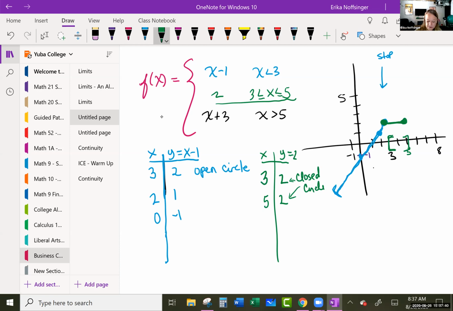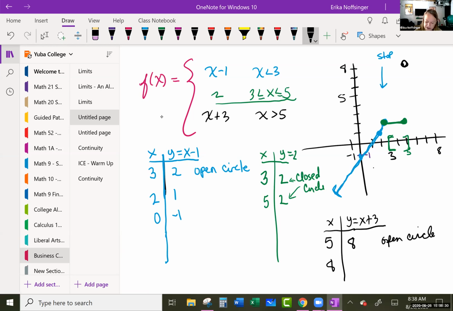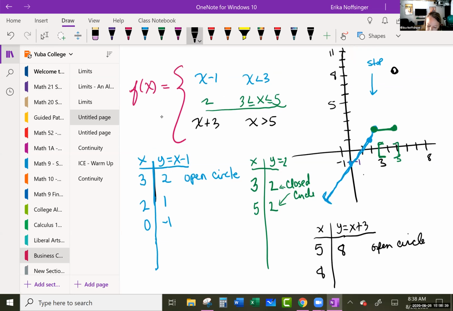And then the last piece is x plus 3 for x greater than 5. So look at the endpoint value of our inequality, which is 5. We want to see what's happening there, even though in this case it's not defined. We plug in 5 for x, we get 5 plus 3, that's 8, and this is an open circle. So let's plot (5, 8): I go over 5 and up 8, and I have an open circle here. Then it's any value bigger than 5. If I plugged in 8 here, I'd have 8 plus 3, which is 11. That's solid, going on forever in that direction. It's a line.